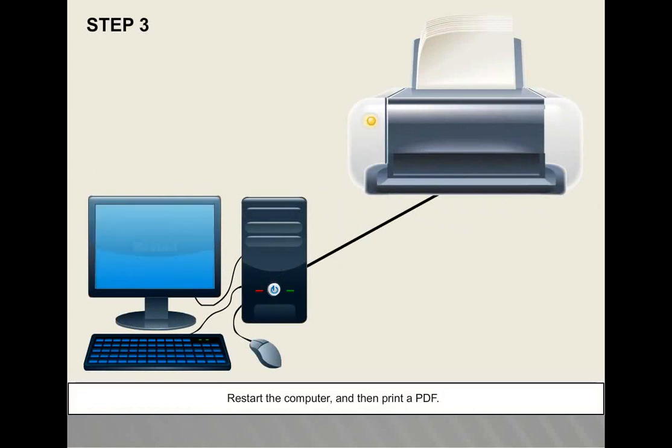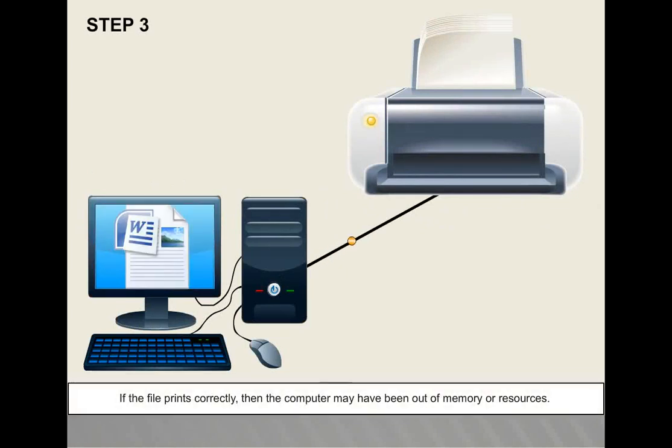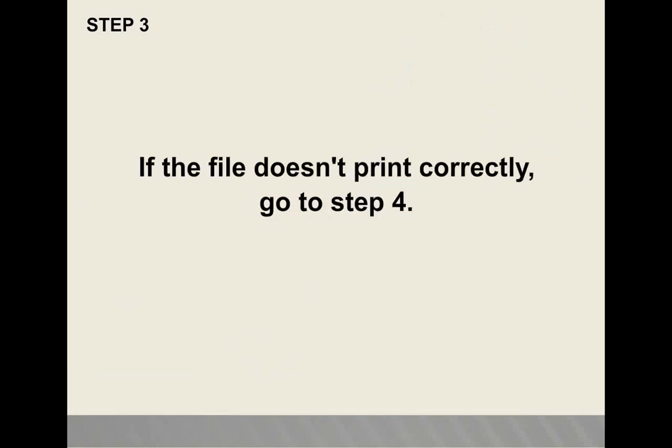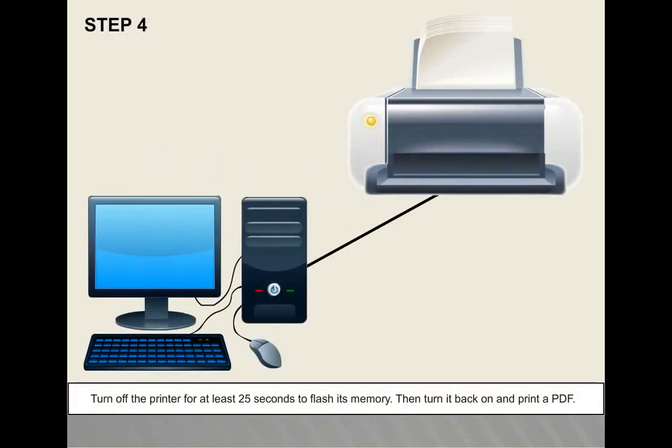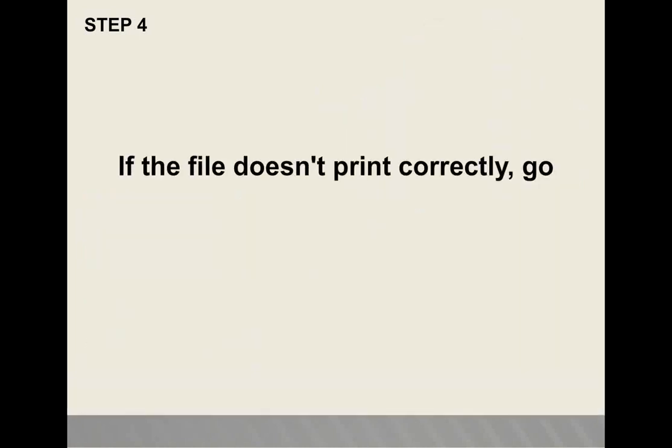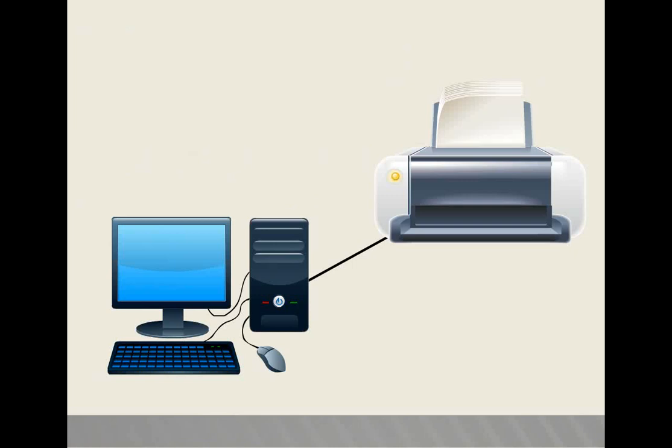Step 3. Restart the computer and then print a PDF. If the file prints correctly, then the computer may have been out of memory or resources. If the file does not print correctly, go to step 4. Step 4. Turn off the printer for at least 25 seconds to flush its memory. Then turn it back on and print a PDF. If the file prints correctly, then the printer's memory was too full. If the file does not print correctly, go to step 5.